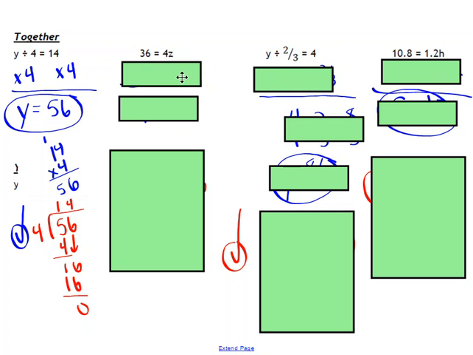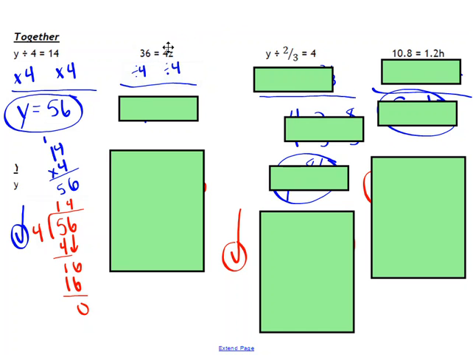In the second one here, 36 is equal to 4z. Well, don't forget that when a variable and a number are side by side, that means we want to multiply them. So 4 times z is 36. The way we get the z all by itself is we divide by 4. We want to divide both sides by 4, because that's the inverse of multiplying by 4.